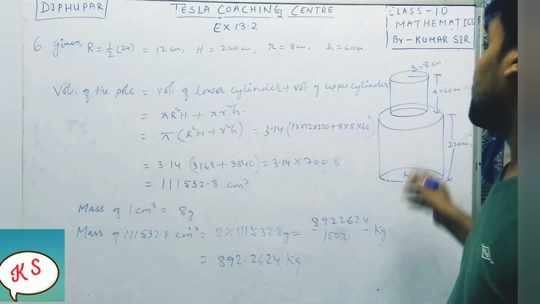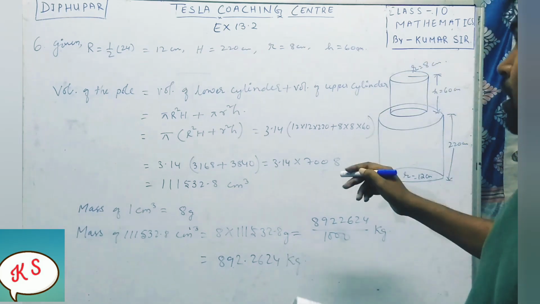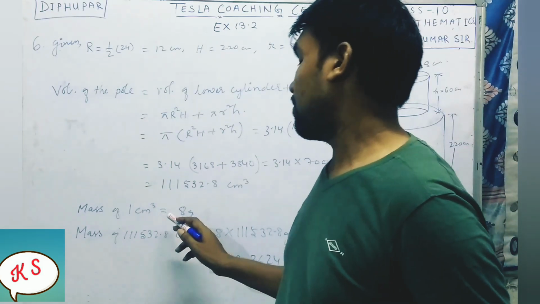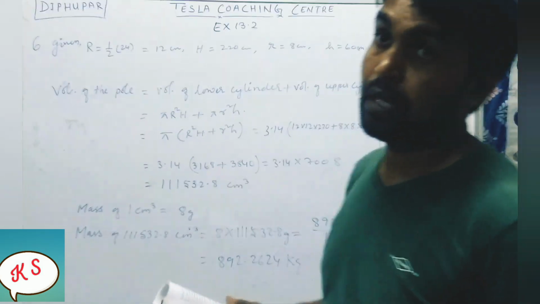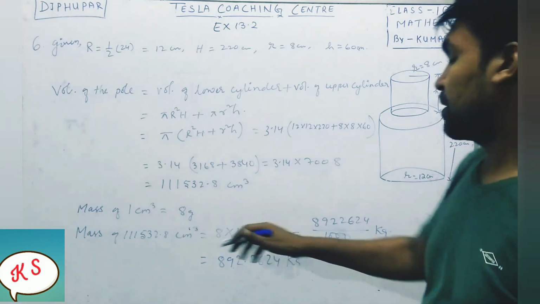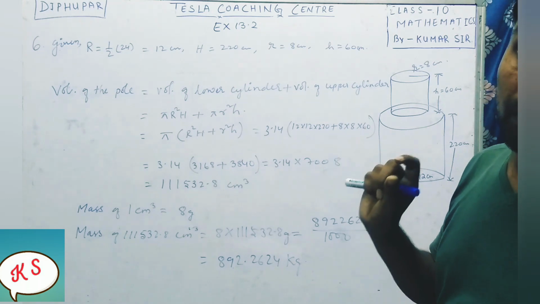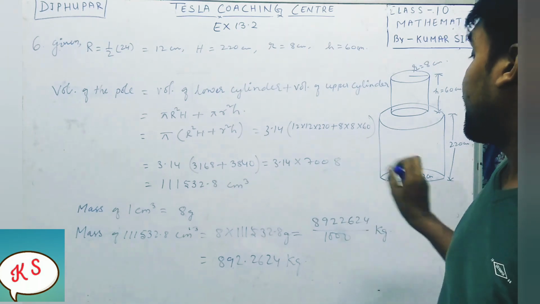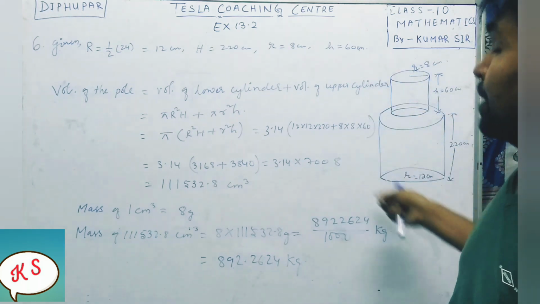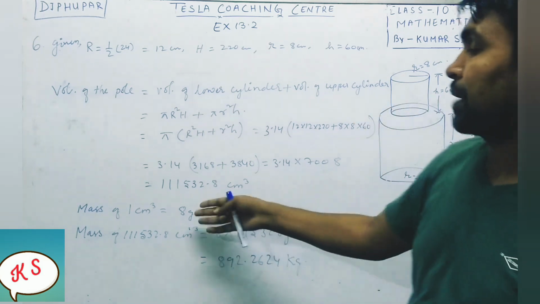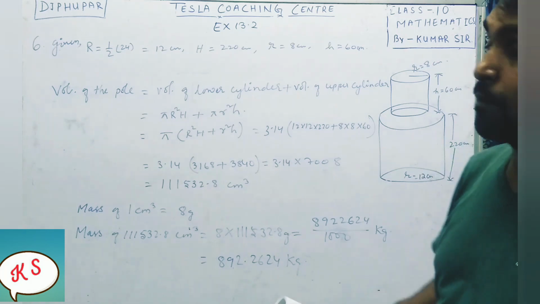So they are telling us to find the mass of this pole, and they have also given that the mass of 1 centimeter cube of iron is equal to how much? 8 grams. So 1 centimeter cube of iron has a mass of 8 grams. So first of all we have to find out the volume of these two cylinders, then we have to multiply with this, then you will get the mass of the pole.